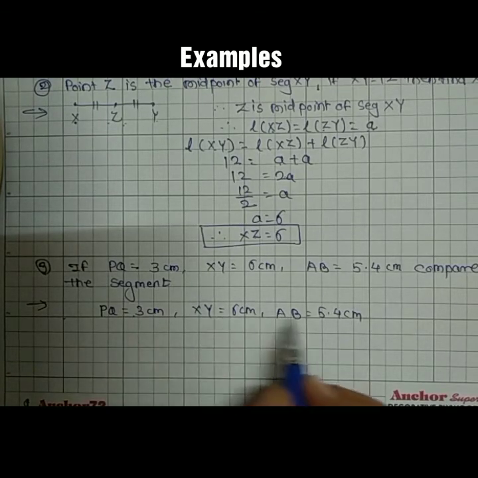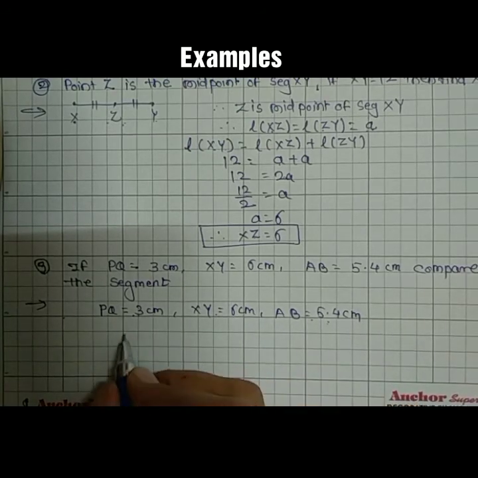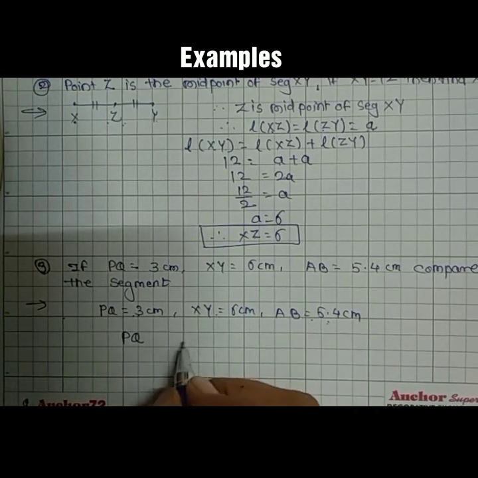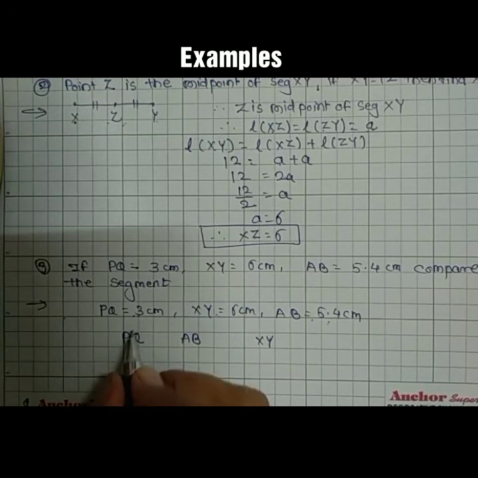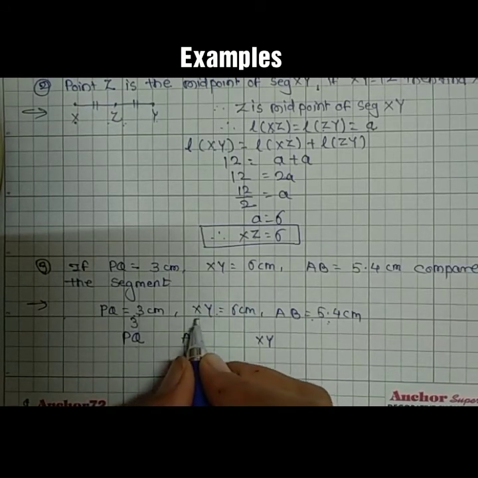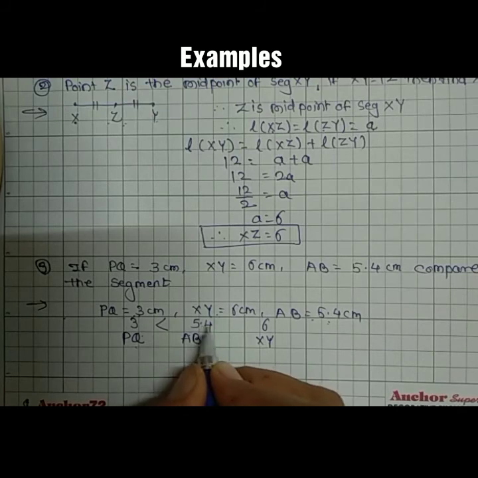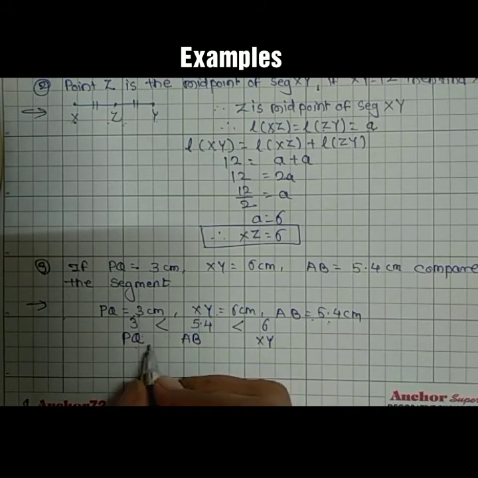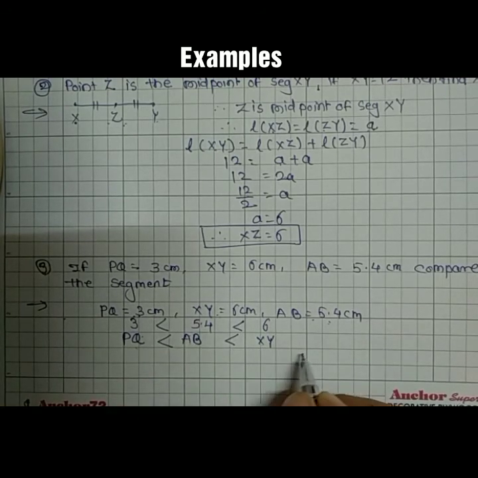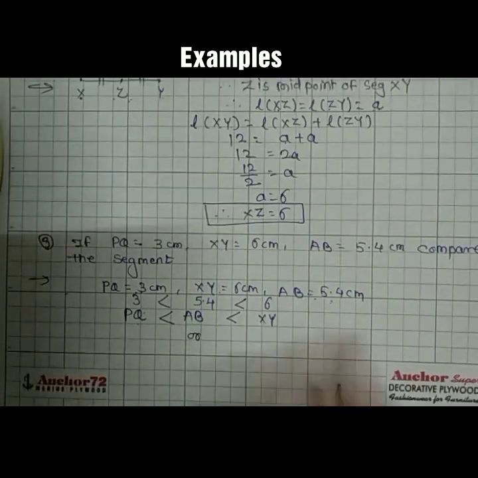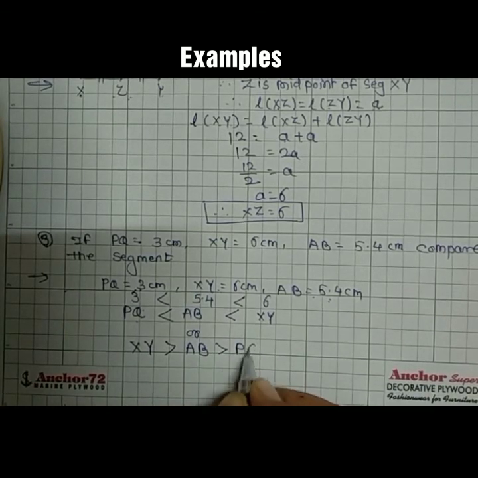So first arrange these according to their length, in increasing order. First write down PQ, then AB, and the last XY. Here PQ is 3 cm, AB is 5.4 cm, and XY is 6 cm. Here 3 is less than 5.4 is less than 6. It means PQ is less than AB is less than XY. Or we can also write here: XY is greater than AB is greater than PQ.